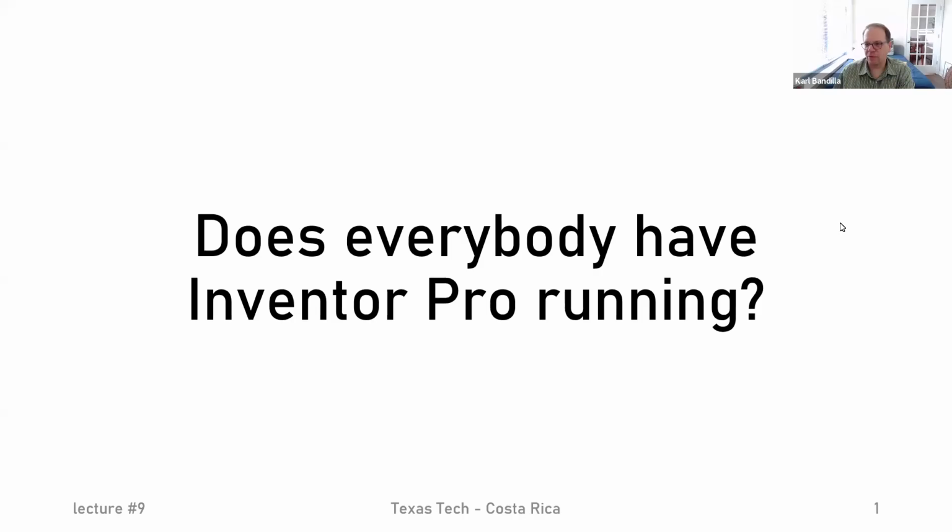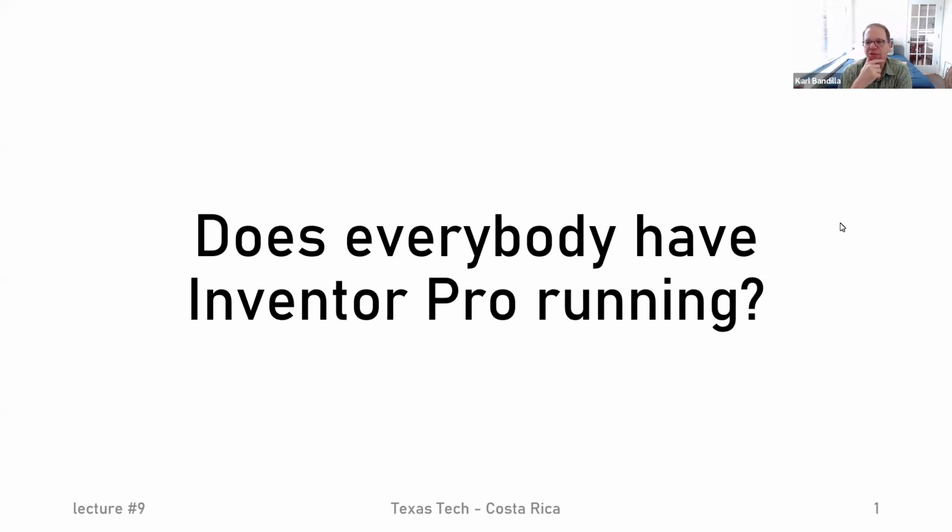All right, very important. Very first thing. Does everybody have Inventor Pro running? Everybody has an account. Haven't gotten any questions about accounts being set up or how to verify, so I'm assuming everybody has an account.